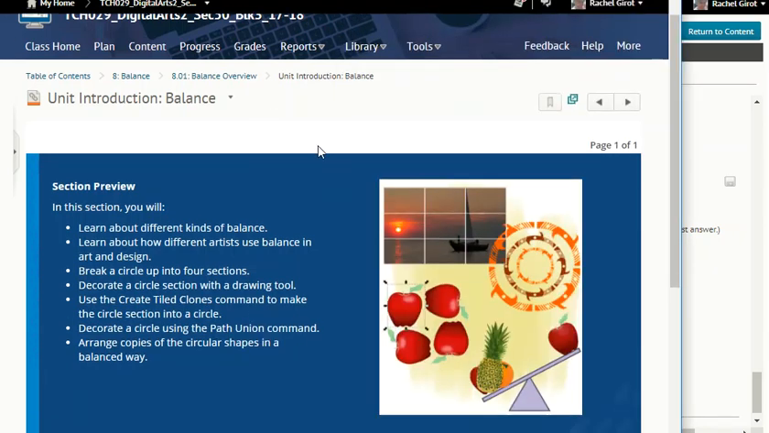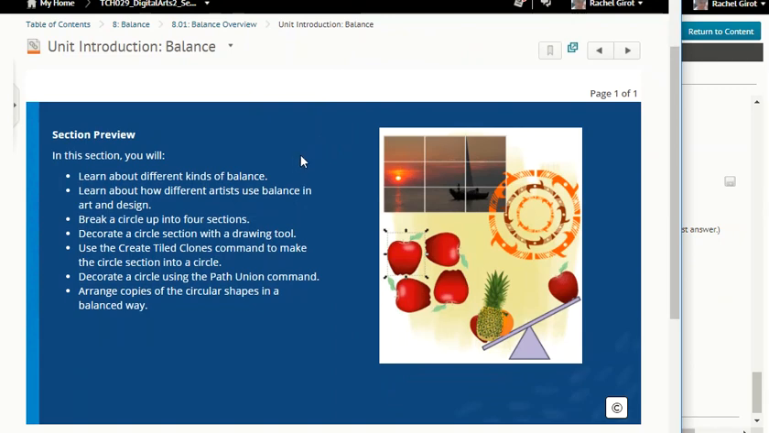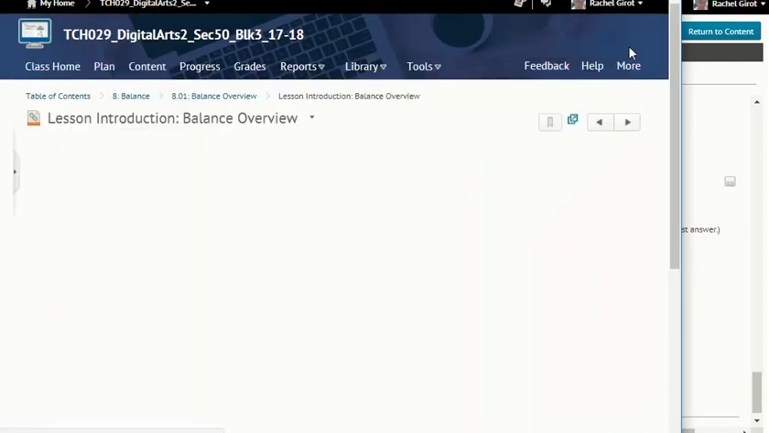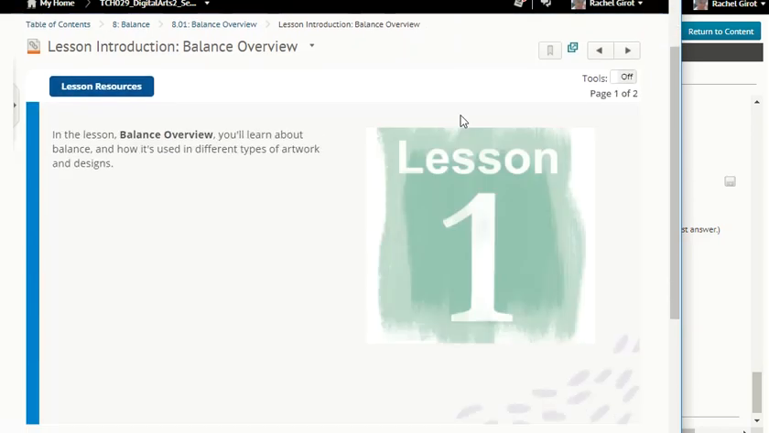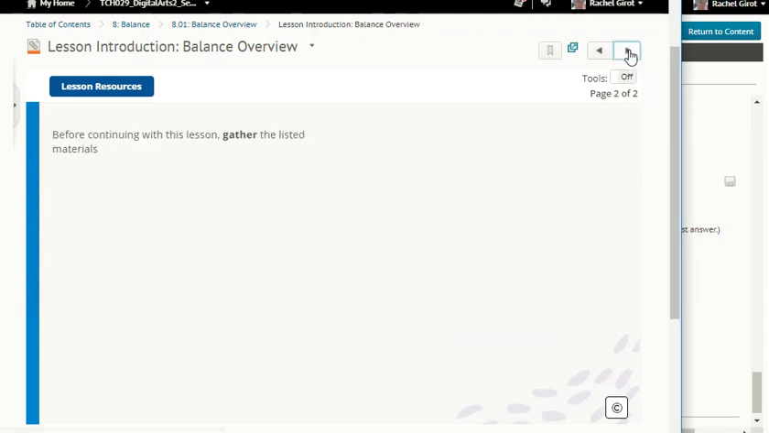Let's find out. Balance. In this section, you will learn about different kinds of balance, learn about how different artists use balance in art and design, break a circle up into 4 sections, decorate a circle section with a drawing tool, use the Create Tiled Clones command to make the circle section into a circle, decorate a circle using the Path Union command, arrange copies of circular shapes in a balanced way. Balanced overview. In this lesson, Balanced Overview, you'll learn about balance and how it's used in different types of artwork and designs.